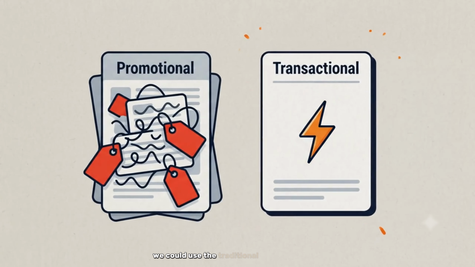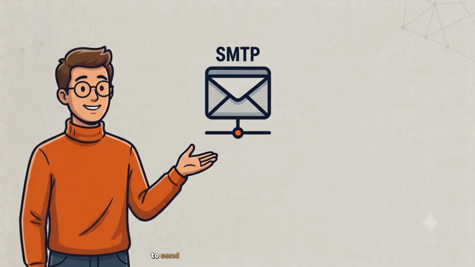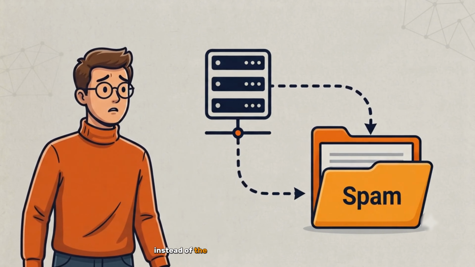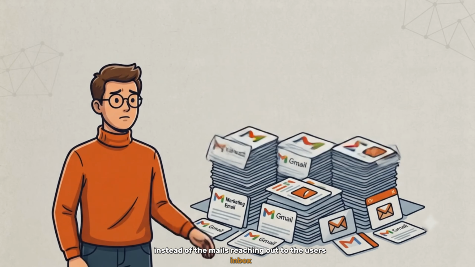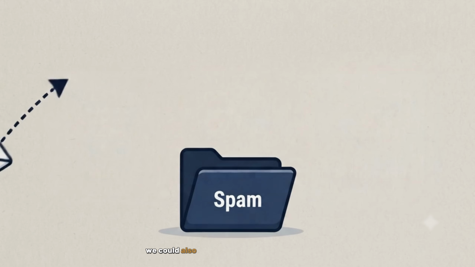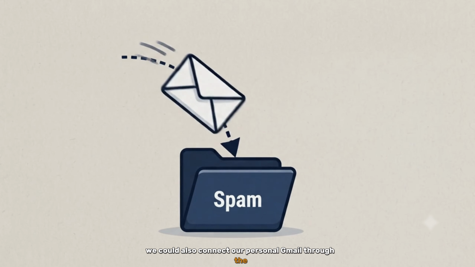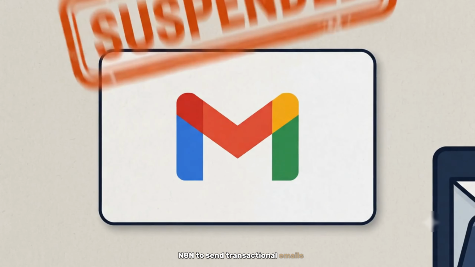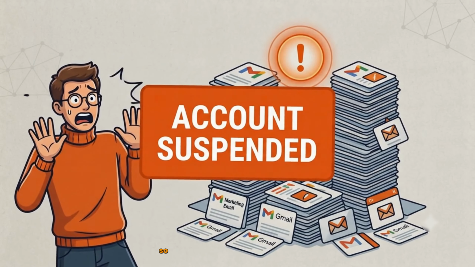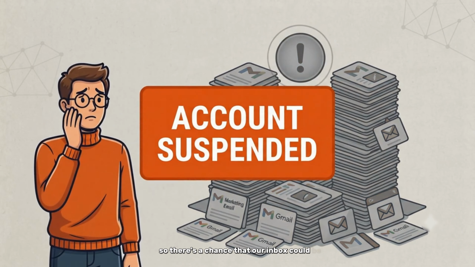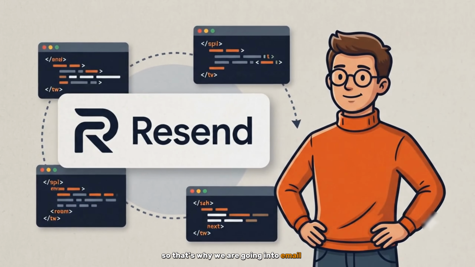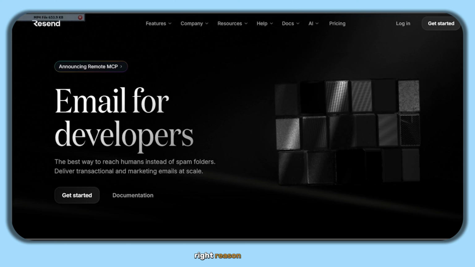We could use a traditional SMTP mail service to send the emails, but there is a problem with it. Instead of the mails reaching the user's inbox, they might end up in the spam folders. We could also connect our personal Gmail to n8n to send transactional emails, but that's also not advisable because there's a chance that our inbox could be suspended. So that's why we are going with an email API, Resend.